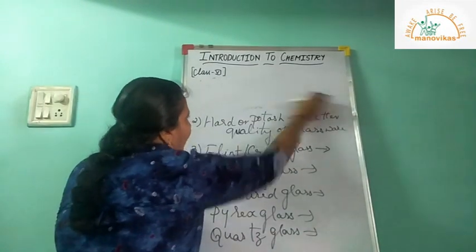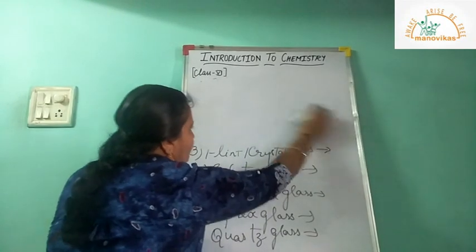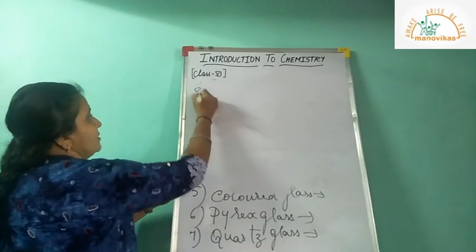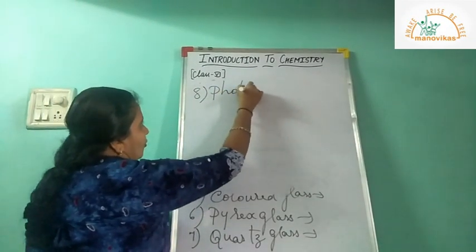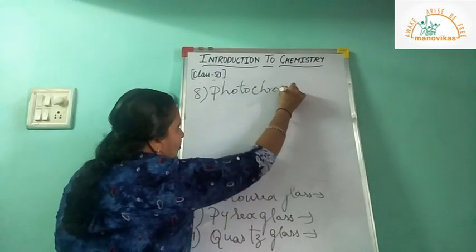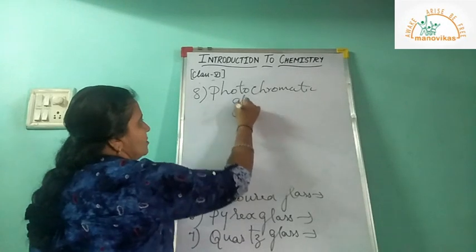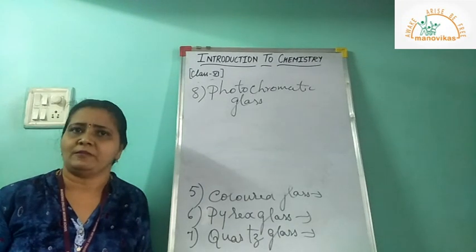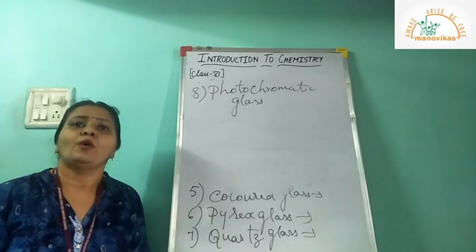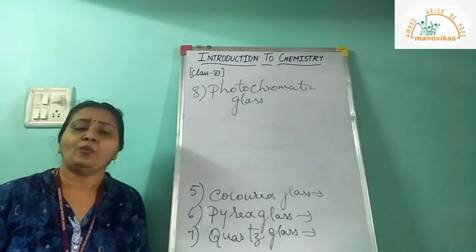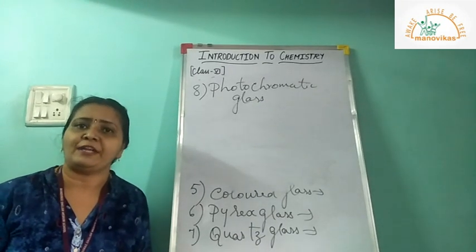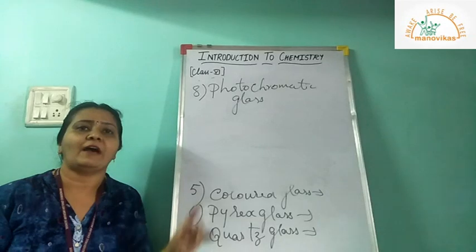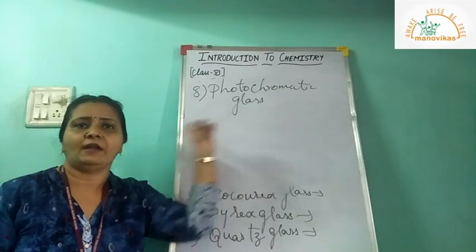Next comes photochromatic glass. Photochromatic glass is mainly used in making spectacles. Usually, this type of glass becomes black in color when it is exposed to ultraviolet radiation and changes back to normal when it is not exposed. So this type of glass is known as photochromatic glass.